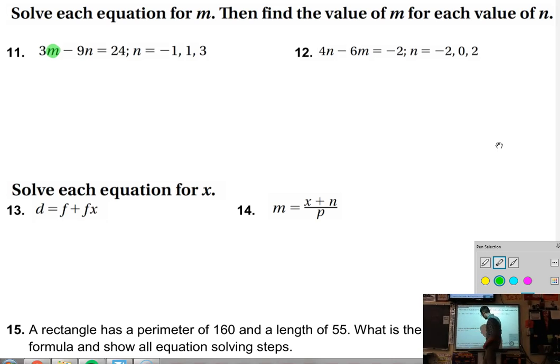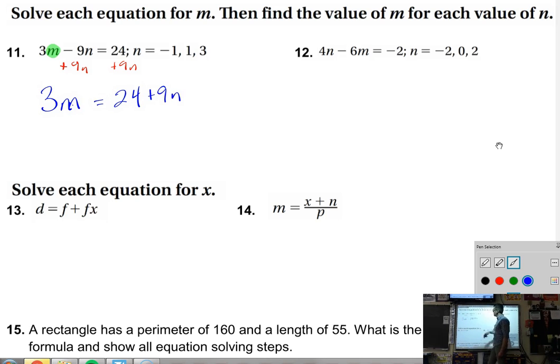So over here, how do I isolate the m? Well, I want to remove the minus 9n. So first I'm going to start by adding 9n to both sides. I like to use red for that. So if I add 9n and add 9n, I get 3m equal to 24 plus 9n.